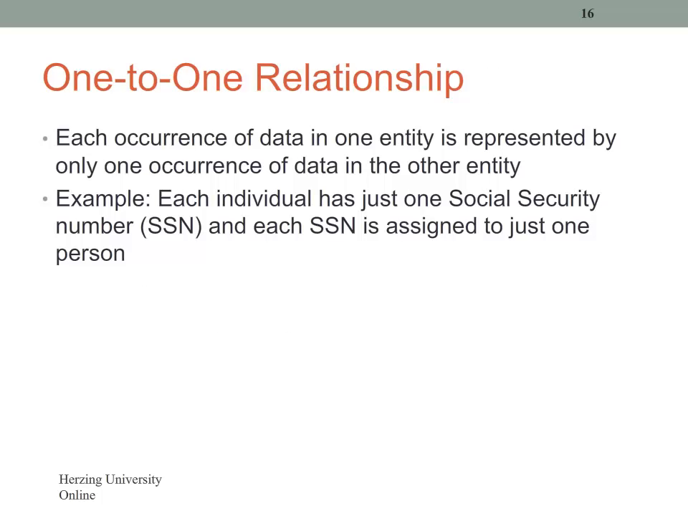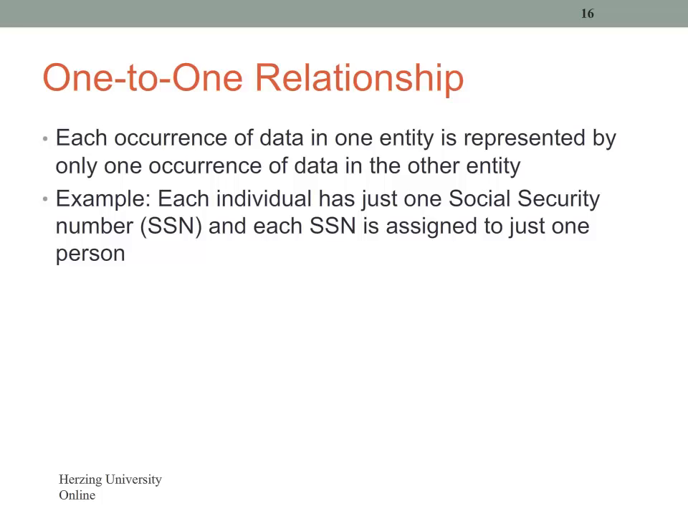The one-to-one relationship establishes that each occurrence of data in one entity is represented by only one occurrence of data in the other entity. A great example would be the use of a social security number. This may also apply in an enterprise setting for a payment solution, such as a credit card.